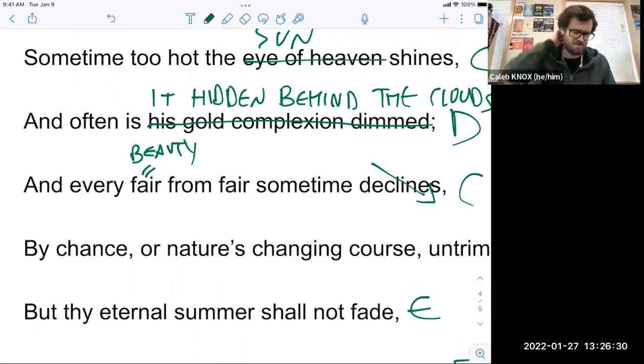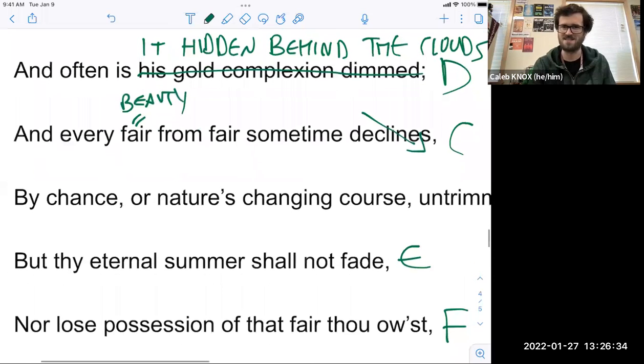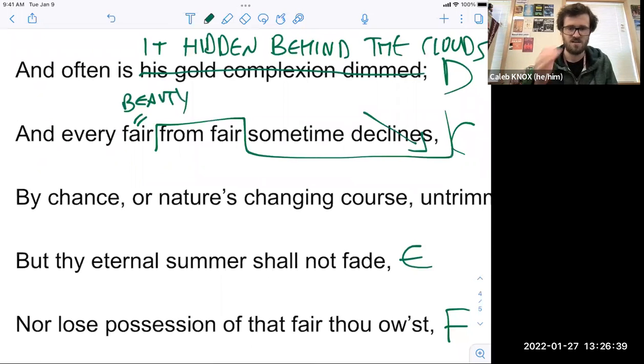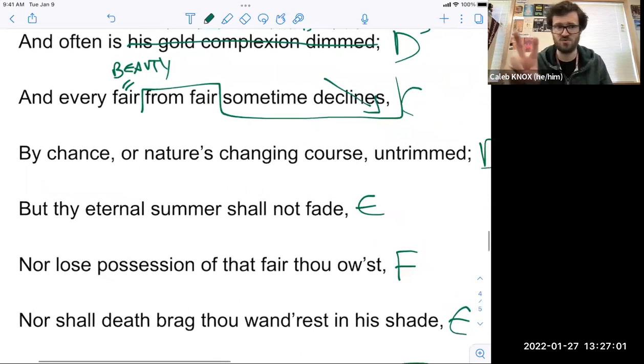And if I were to rewrite this, some of the words might seem a little bit out of order to us, so I'm going to flip these around like this. So then when we do that, every fair sometime declines from fair, okay? Everything beautiful at some time declines from its beauty. Everything beautiful will fade, okay, is what that line means. And why will it fade? Well, he gives two reasons. By chance or nature's changing course untrimmed.